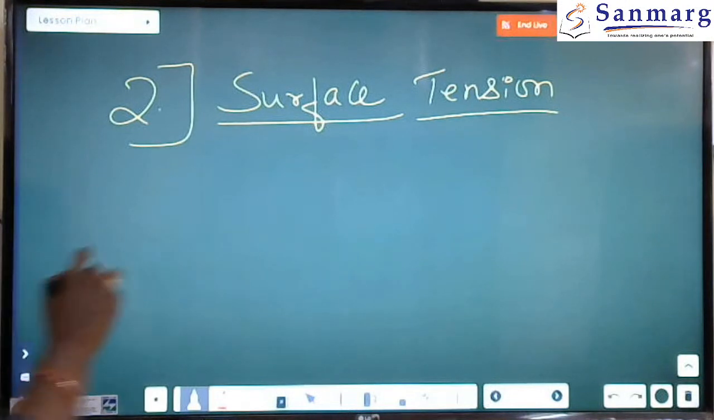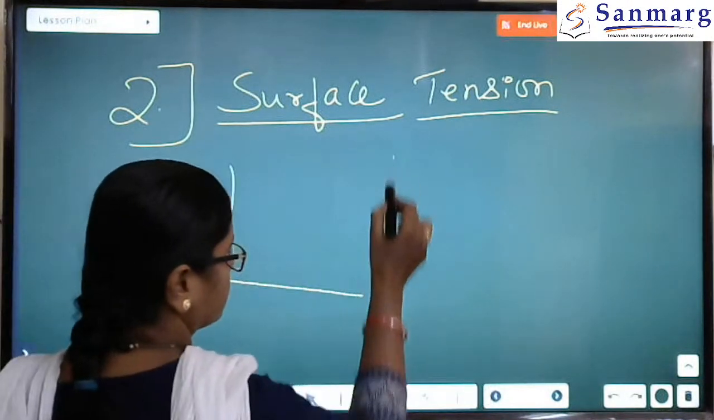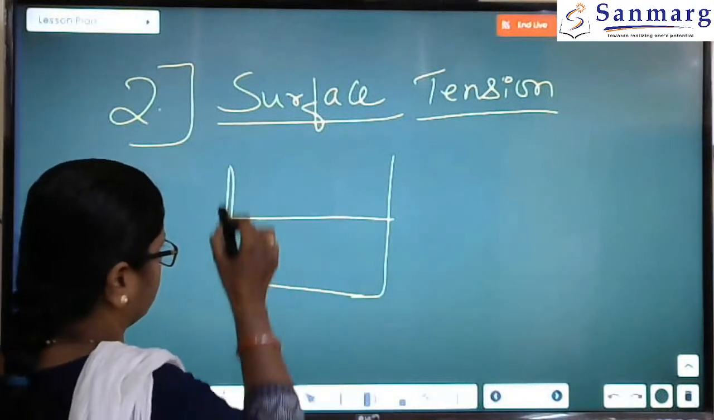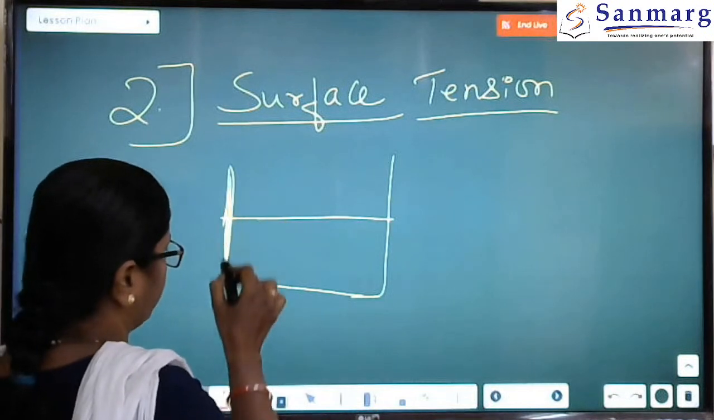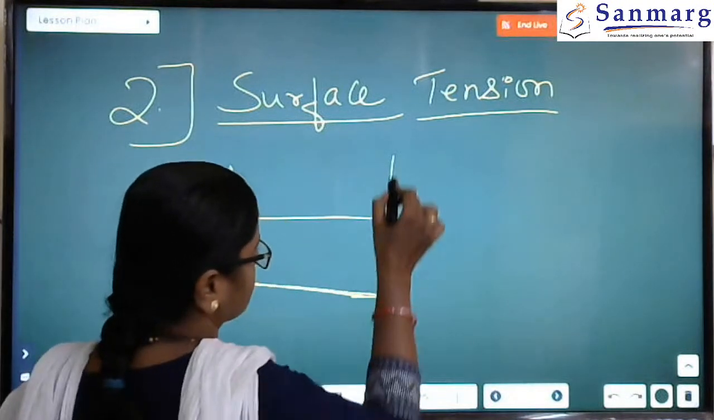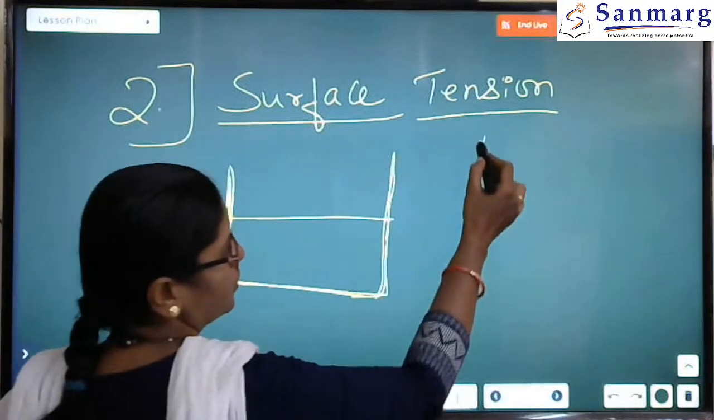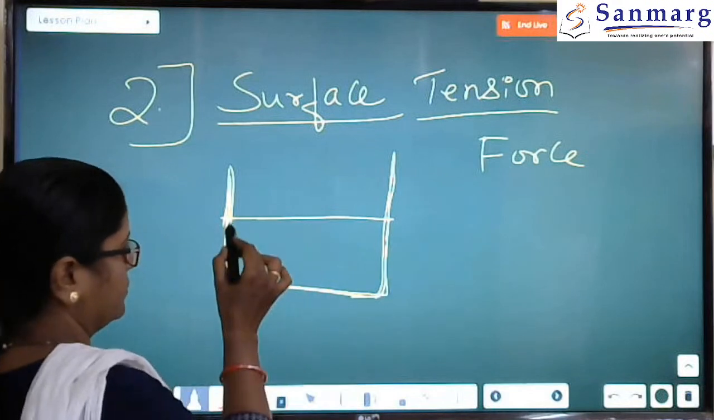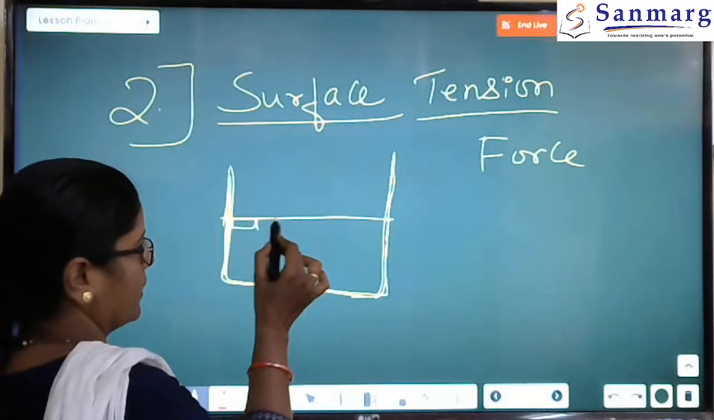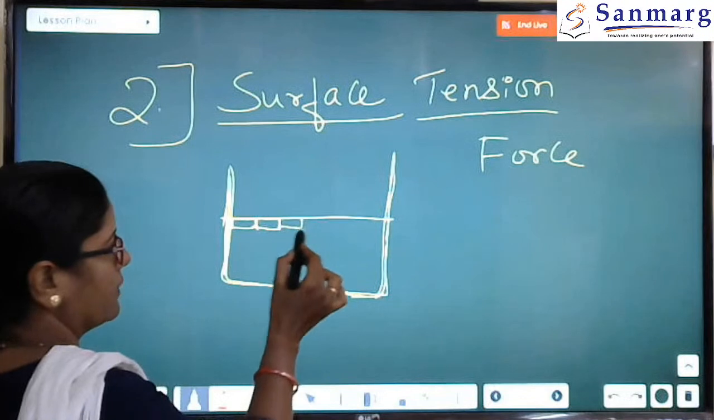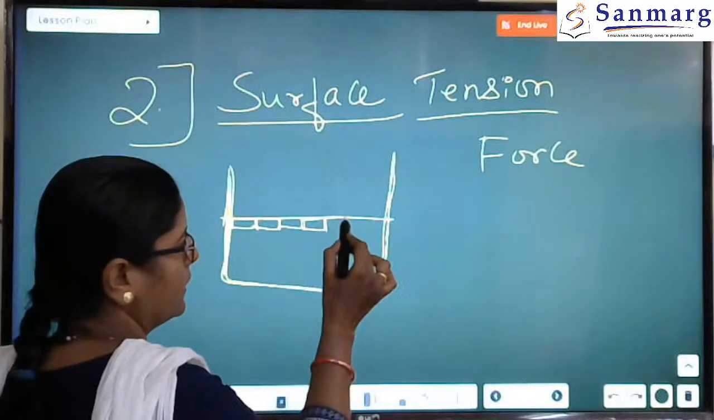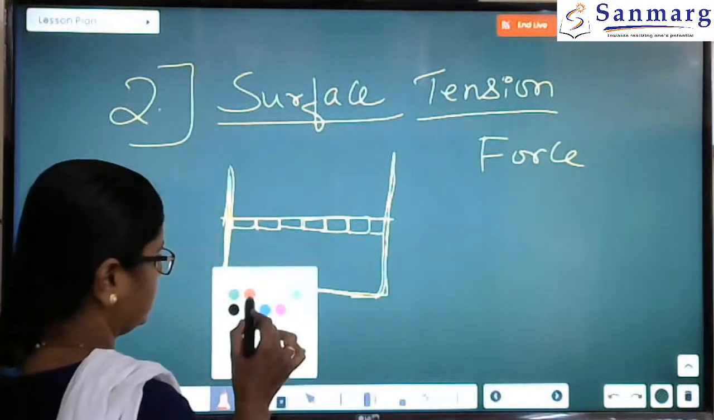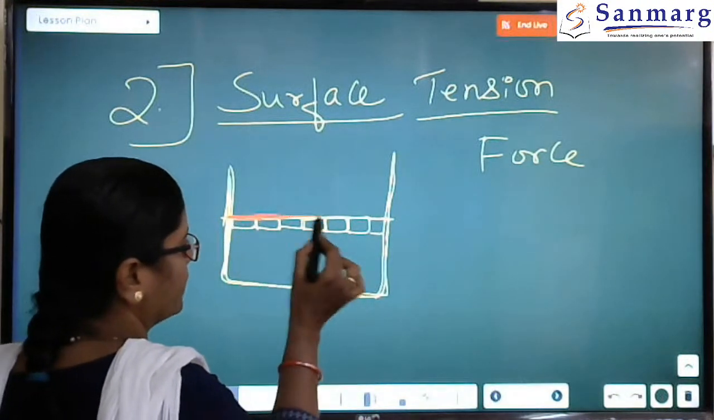So what is surface tension? Tension means pressure, force. Tension refers to force. Surface force: the force acting on a unit length perpendicular to the surface. The surface is the surface of the liquid.